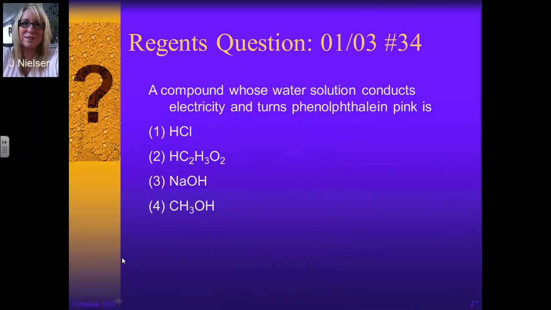A compound whose water solution conducts electricity and turns phenolphthalein pink is what? Well, phenolphthalein pink is a base. Phenolphthalein clear is an acid. So we're looking for a base here, so our only possible choice could be 3.